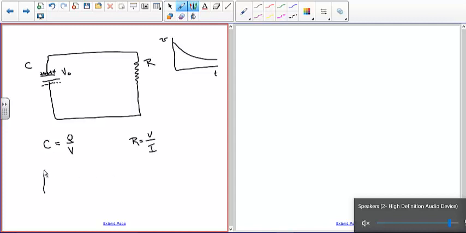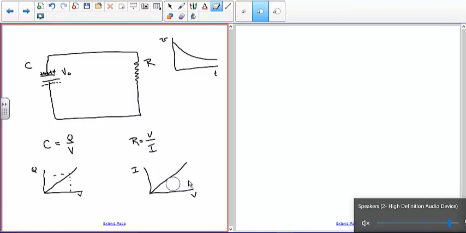So what we would find is if you plotted charge versus voltage for a capacitor, you would get something like that. The higher the voltage you apply to the capacitor, the more charge you get in the capacitor. For a resistor, if you have current and voltage, if you increase the voltage, you increase the current. And in this case, the slope of the line is 1 over the resistance.